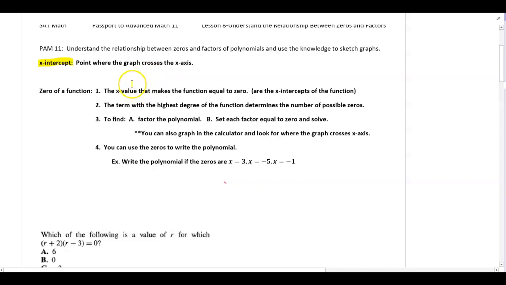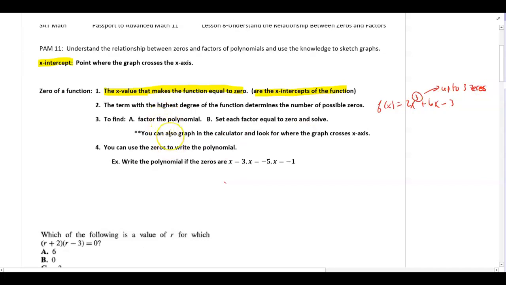This is the point where the graph crosses the x-axis. The zero of a function is basically an x-intercept. It is the x value that makes the function equal to 0, meaning it's the x-intercept of the function. The term with the highest degree of the function determines the number of possible zeros, meaning if I have f of x equals 2x to the third plus 6x minus 3, if I look at the highest exponent or degree of the function, it tells me I can have up to 3 real zeros.